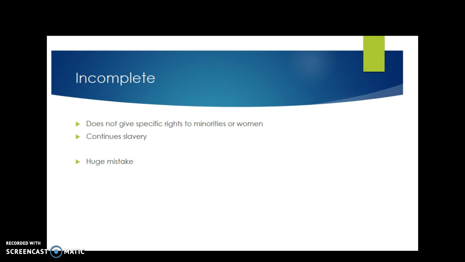It does not give specific rights to minorities or women. It continues the practice of slavery. It ignores the issue of slavery, and this was a massive mistake by our forefathers, as the issue of slavery will haunt our nation for over 100 years to come, as we deal with eventually with a massive civil war and issues of racism and inequality that we're still dealing with today.